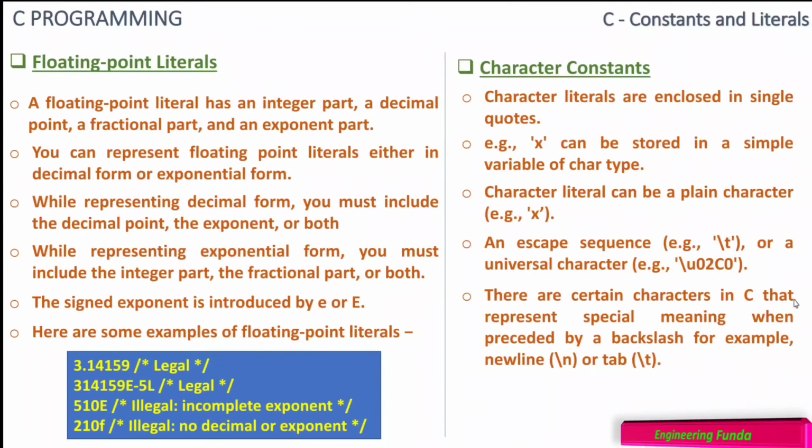There are certain characters in C that represent a special meaning when preceded by a backslash. For example, there is the new line \n or tab \t. So just like this \n and \t, they are escape characters which give a special meaning to n and t. There are many others, like \b or \r, and there are many more.